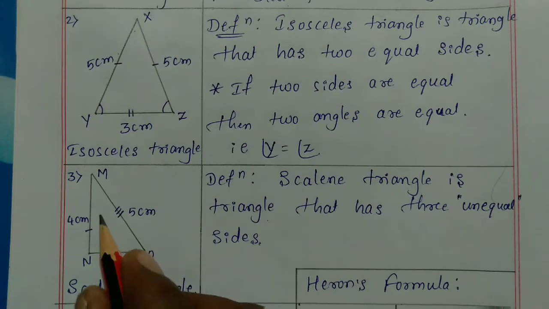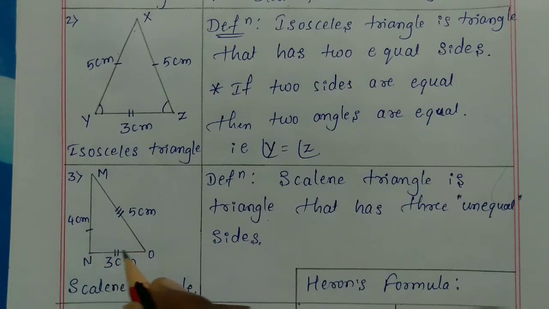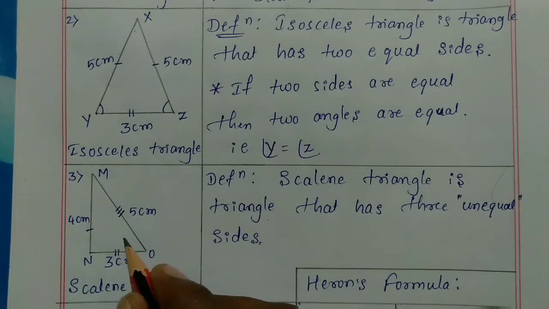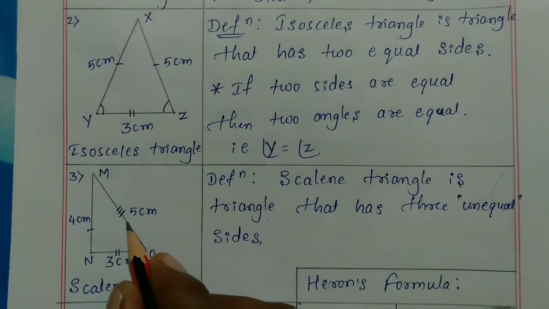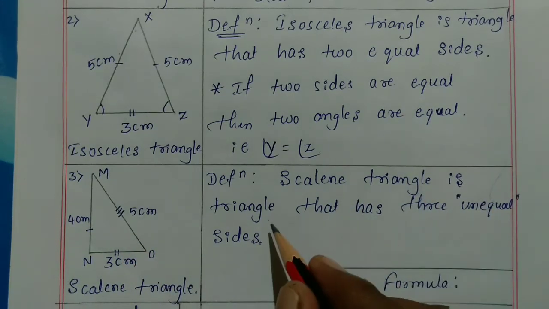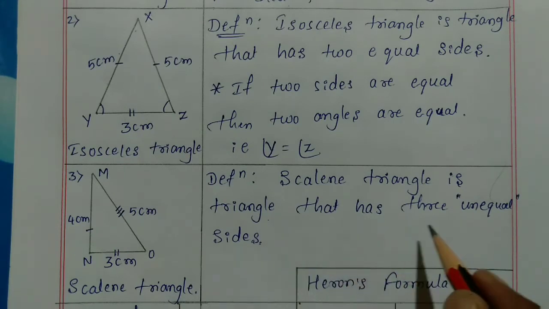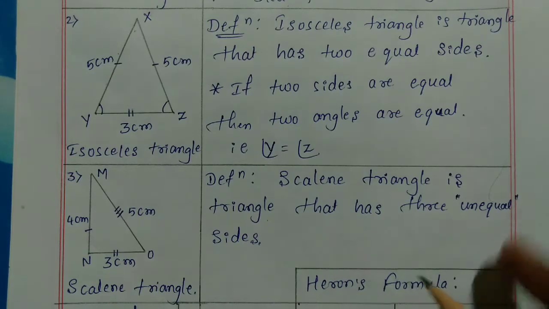So scalene triangle means triangle which contains all unequal sides, means three sides length should be different, not equal. Okay. So this is 3 cm, this is 4 cm, this is 5 cm. So here unequal sides are there, then it is called a scalene triangle. So scalene triangle is triangle that has three unequal sides. Okay. So then it is called a scalene triangle.